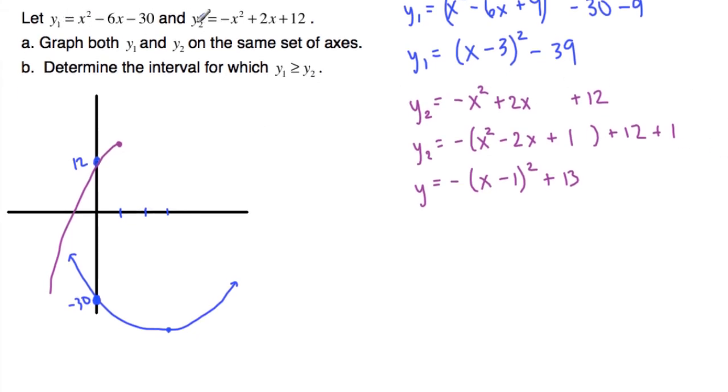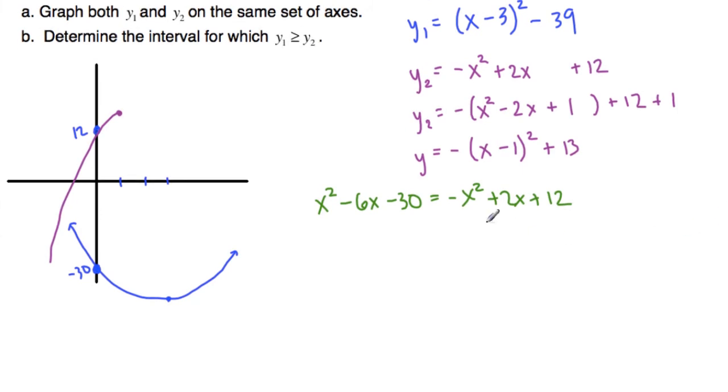Okay, so now let's find where these things intersect. Let's just set them equal to each other in standard form. So that's x squared minus 6x minus 30 equals minus x squared plus 2x plus 12. Let's bring this over. We get 2x squared, this over, we get minus 8x, this one over, we get minus 42 equals 0. Divide everything by 2, we get x squared minus 4x minus 21 equals 0.